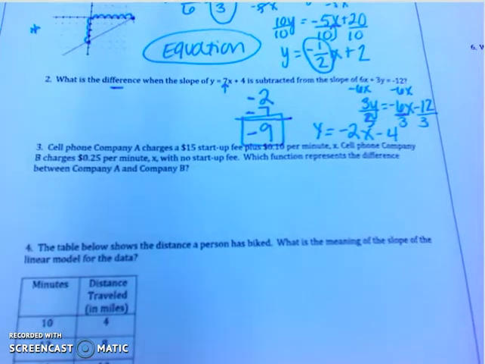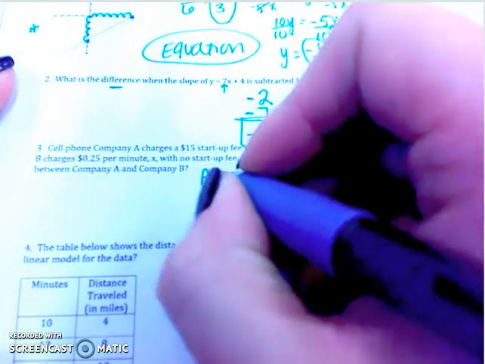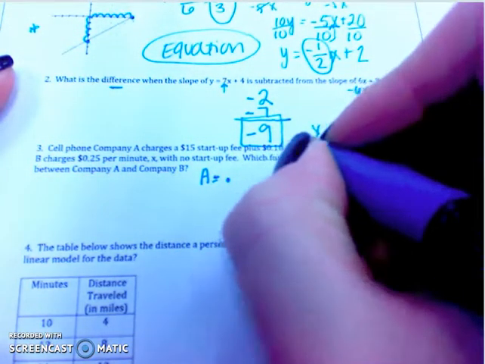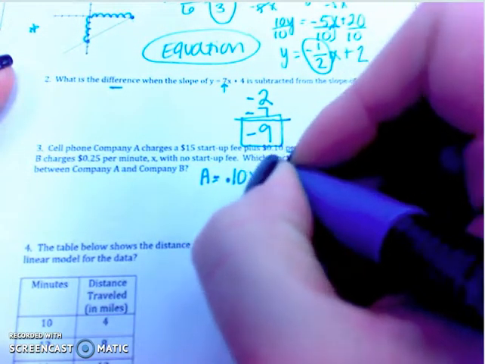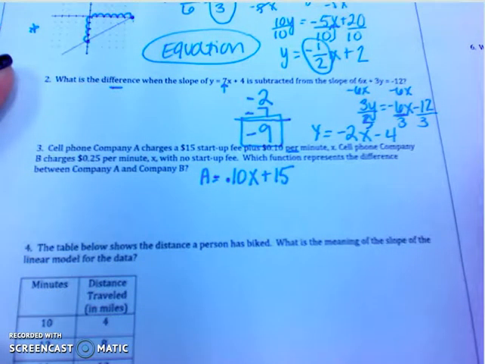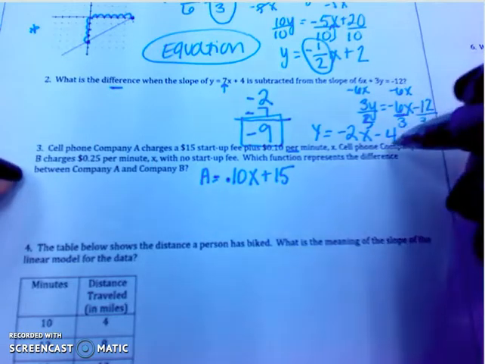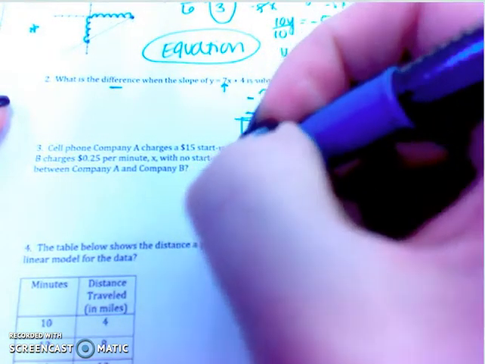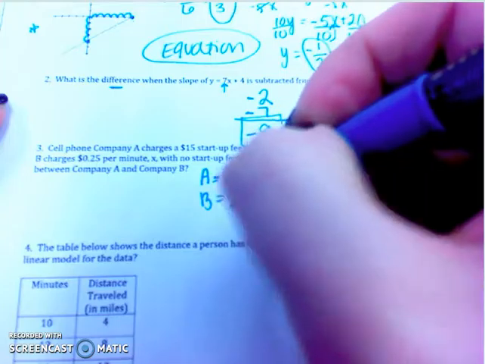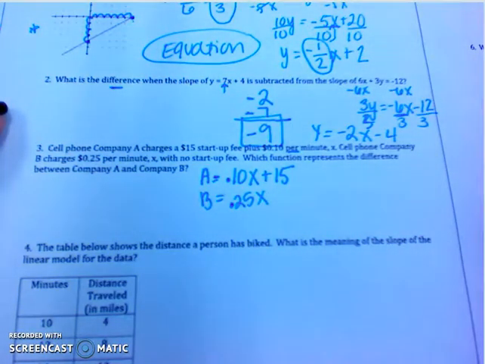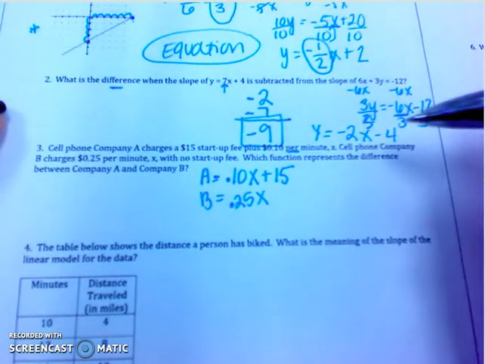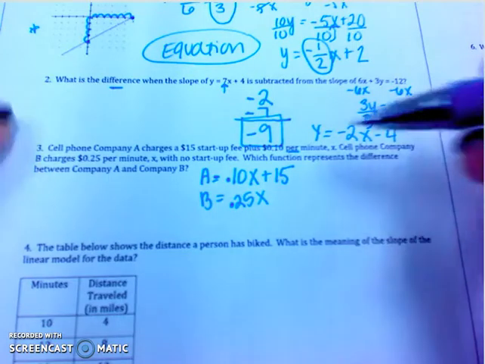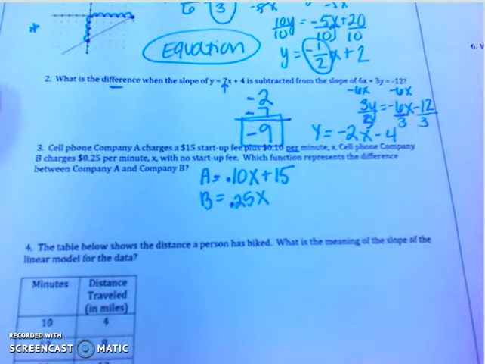A cell phone company A charges a $15 startup fee plus 10 cents per minute. Okay, so company A, let's write that equation. It's 10 cents per minute, that's my slope, plus the $15. And cell phone company B charges 25 cents per minute with no startup fee. Which function represents the difference between company A and B?